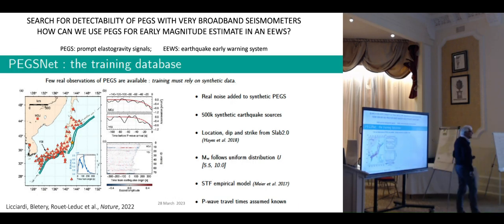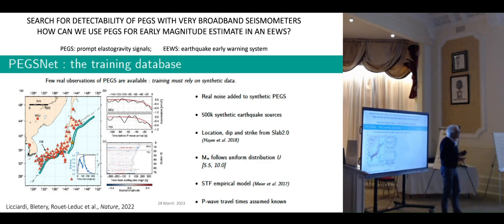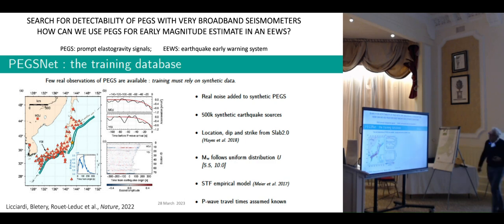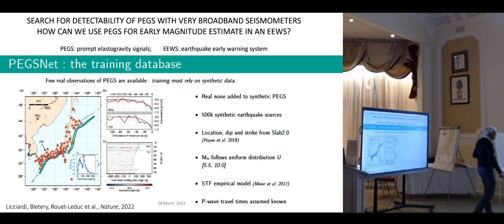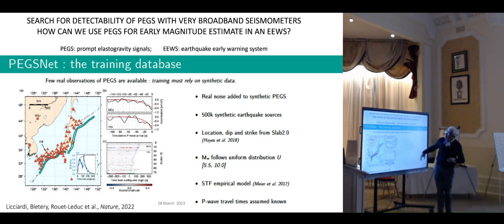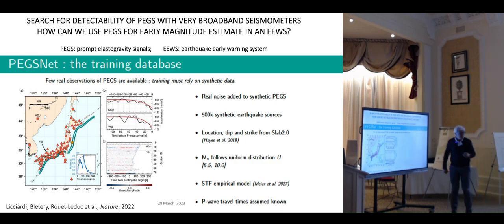Okay, so recently we wanted to check the limitation of the technique and how it could be used for practical implementation in earthquake early warning systems. This work is not my work, it's the work by Andrea Licciardi and the group in Nice, and they published a recent paper last year. What they did was to search for detectability of PEGS, which is the prompt elastogravity signal, with broadband seismometers which presently exist.